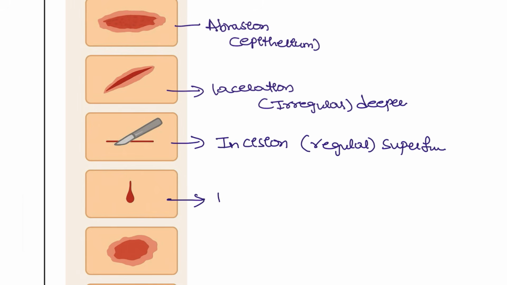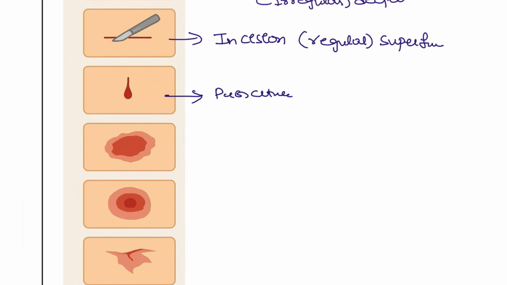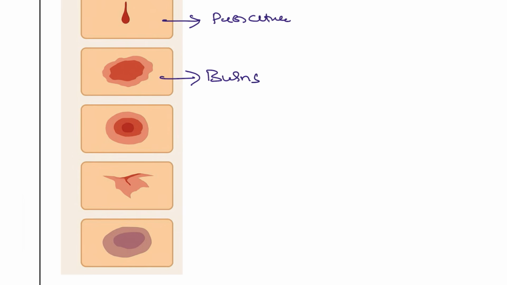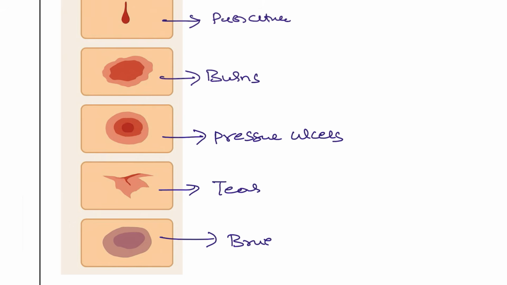Next, this is the puncture wound. Remember, this is the puncture wound such as needles, pinpoints, and this is the burns. These are the burns. These are the pressure-related ulcers, and here these are the tears, and this is the bruise or the contusion.